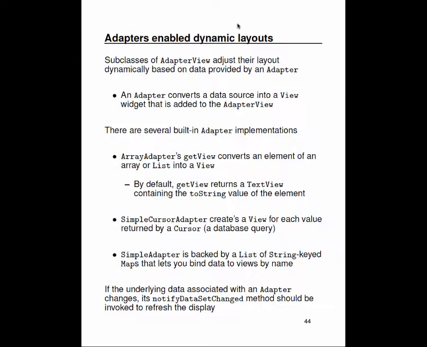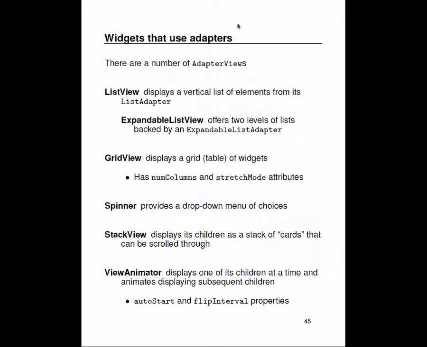So there are a whole bunch of views that use adapters. There's something called list view, which basically gives you a vertical list of elements from a list adapter. There's a grid, which provides a table. There's a spinner, which is a drop-down menu of choices. And we'll play with an example of one of these.